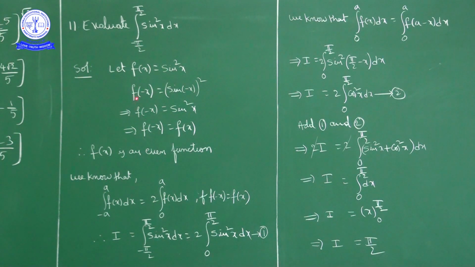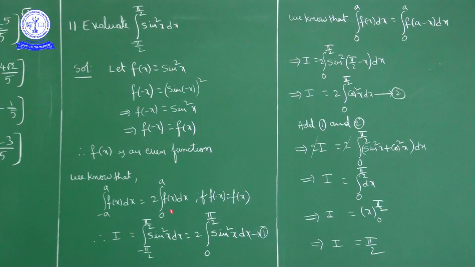Now f of x is sin square x, and f of minus x means in place of x you write minus x. So sin of minus x whole square, sin of minus x is minus sin x, whole square, nothing but sin square x, nothing but f of x. Now f of minus x is equal to f of x. f of x is an even function. Now whenever f of x is an even function, integral minus a to a f of x dx, you can write as 2 times integral 0 to a f of x dx. Okay, this is if f of minus x is equal to f of x.